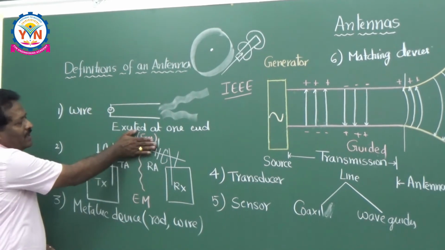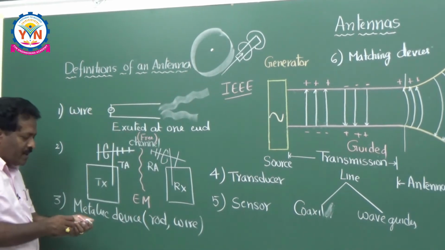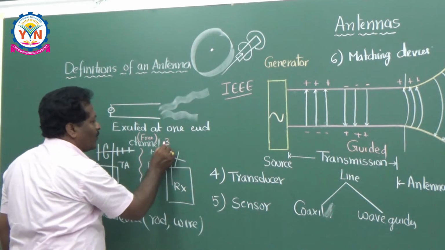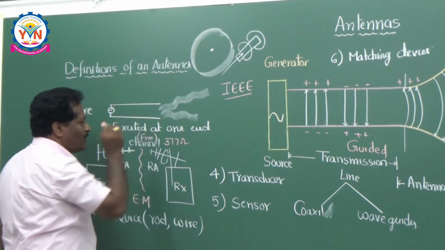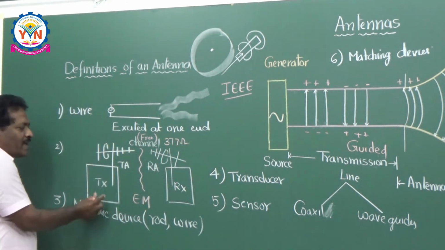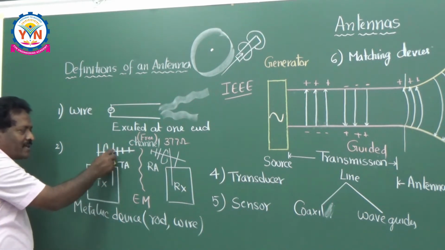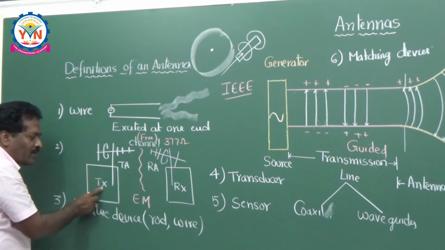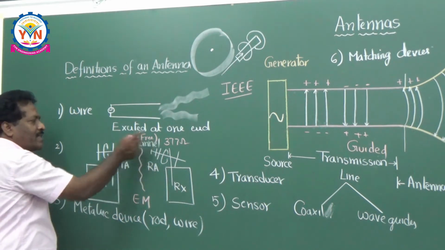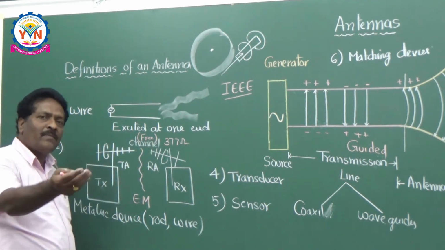and your channel is having your free space impedance, that is 377 ohms. So this is actually a transmitter, and the antenna has to match the impedance of the output of the transmitter as well as 377. Then only maximum communication is possible.